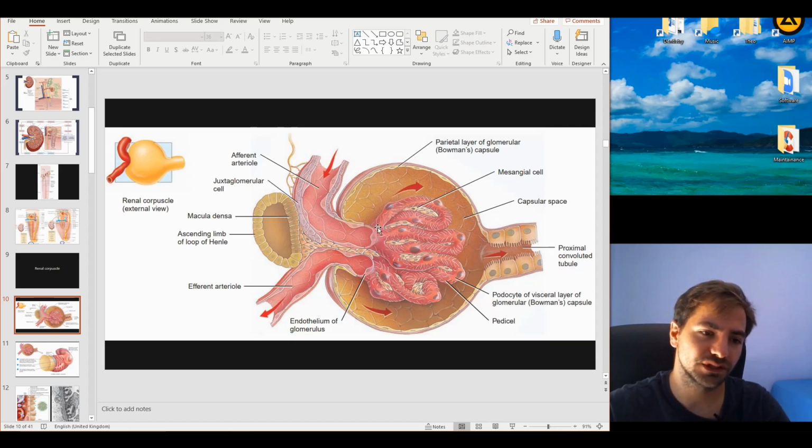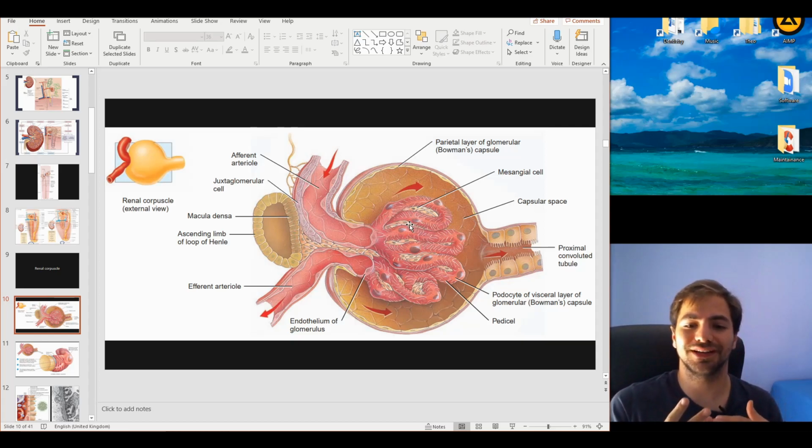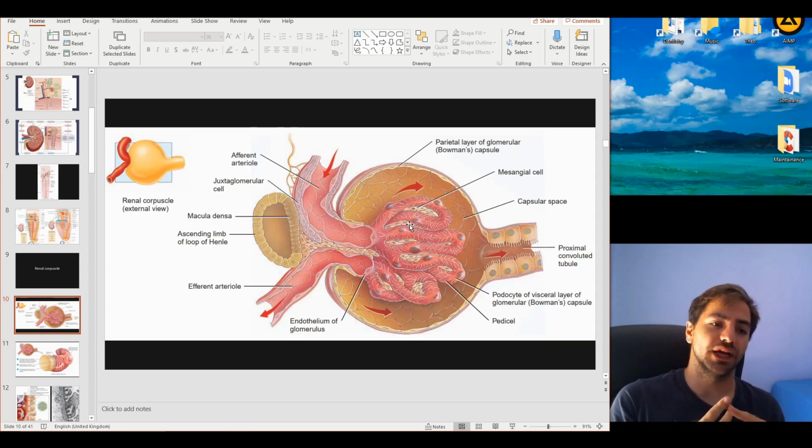Now the glomerular arterioles are going to be covered with three different layers of cells, because here again we're going to find a barrier, the glomerular barrier. So in this case, the inner part is going to be, again, the endothelial cell, as always.